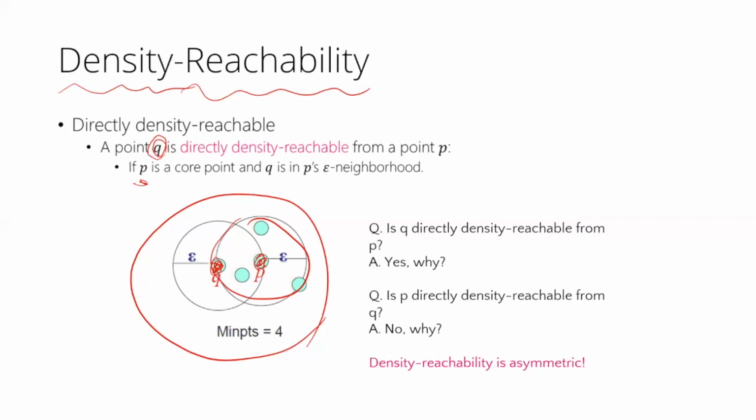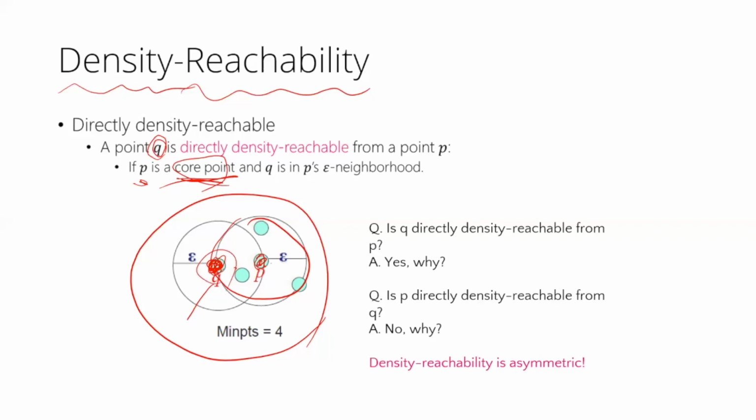So from the perspective of Q, P is not directly reachable from point Q because point Q itself is not a core point. Remember, when we define direct density reachability, one condition was that a point has to be a core point. But in the case of Q, Q is not a core point, so we cannot say P is directly density reachable from point Q, since point Q is not a core point, okay?